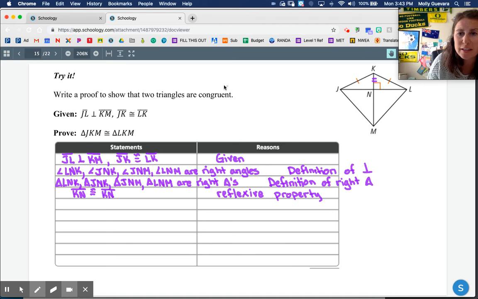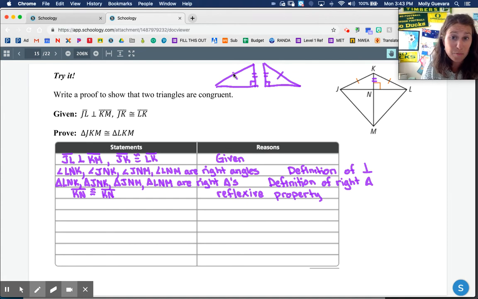So now if I draw these maybe separately, maybe it helps to see it separately. So here are those two triangles. I know this angle is right and this angle is right. I know this side and this side are the same. And I know this side and this side are the same. So I know that the hypotenuse is the same in both triangles. And I know one of the legs are the same in both triangles. So I can say that these triangles are congruent. So I'm going to say that triangle LNK is congruent to triangle JNK.